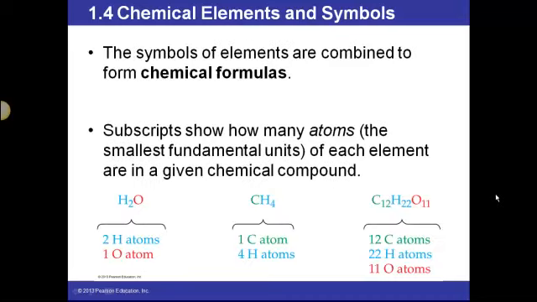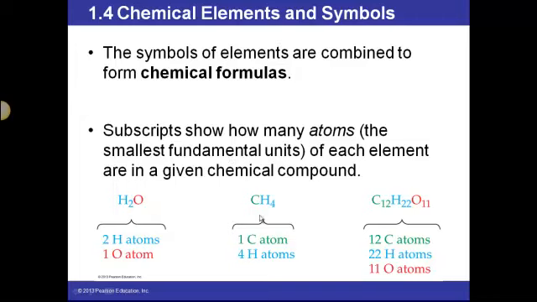So our symbols for the elements can be combined then to form chemical formulas, and we've already been talking about water quite a lot as being made up of 2 atoms of hydrogen and 1 atom of oxygen. So our subscripts are going to show how many atoms of the smallest fundamental units are within each molecule.